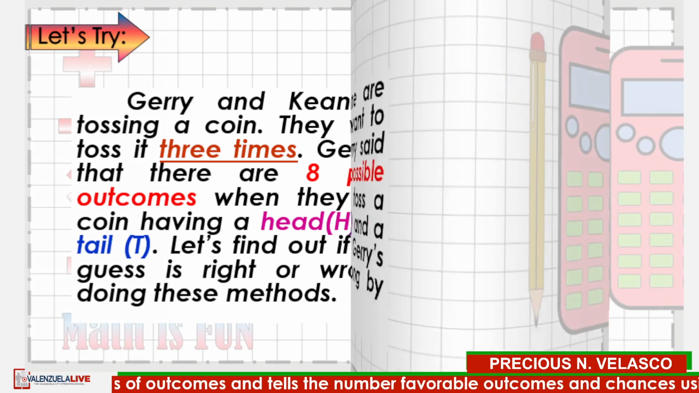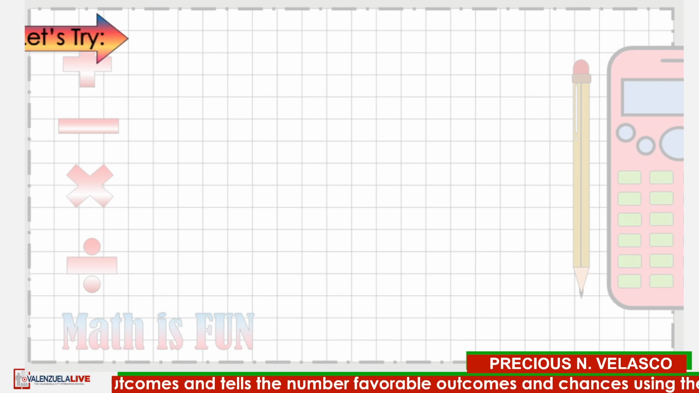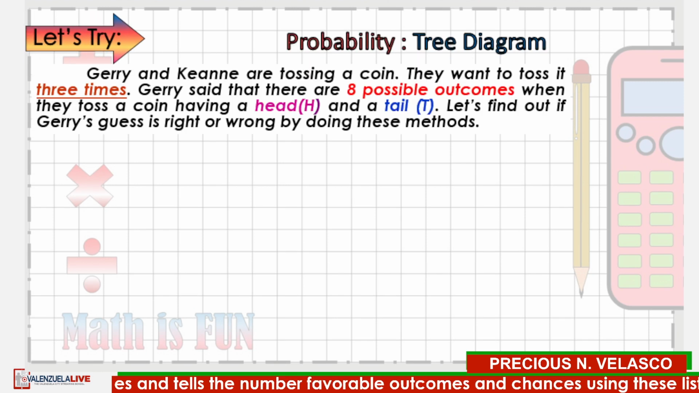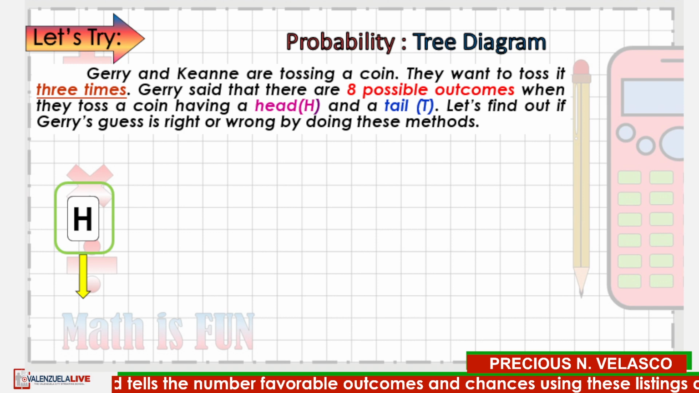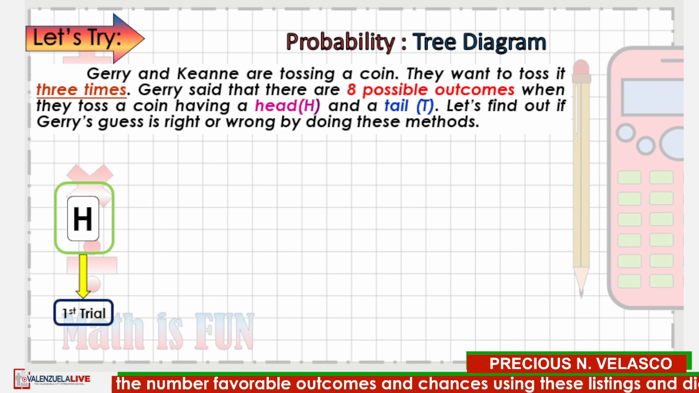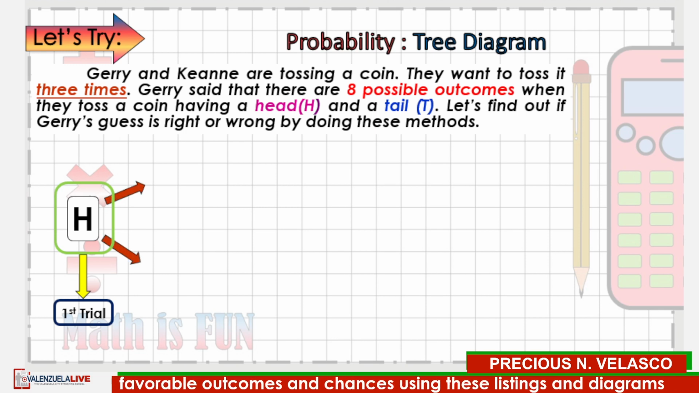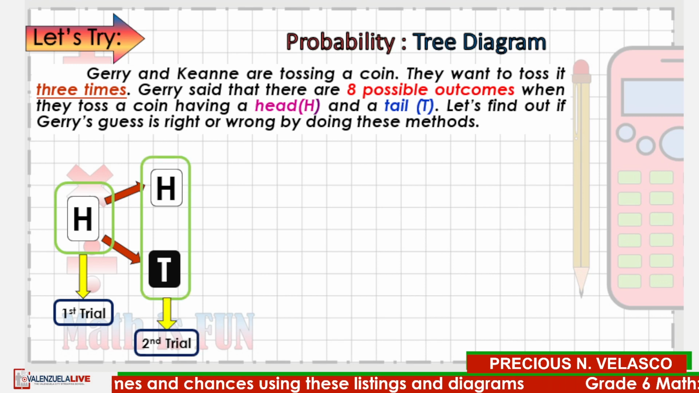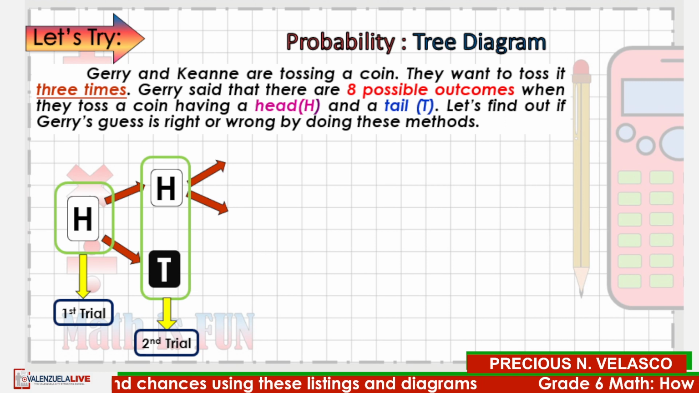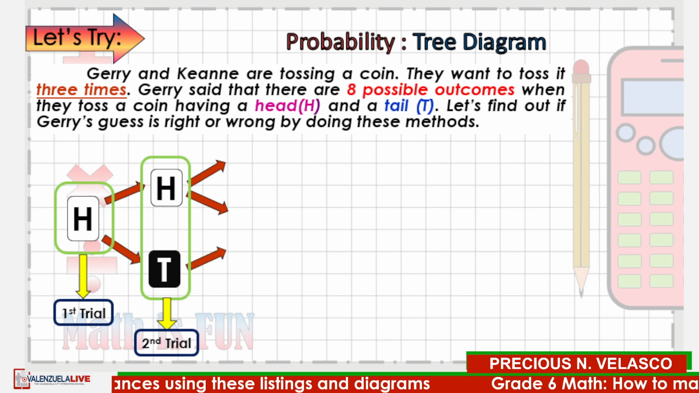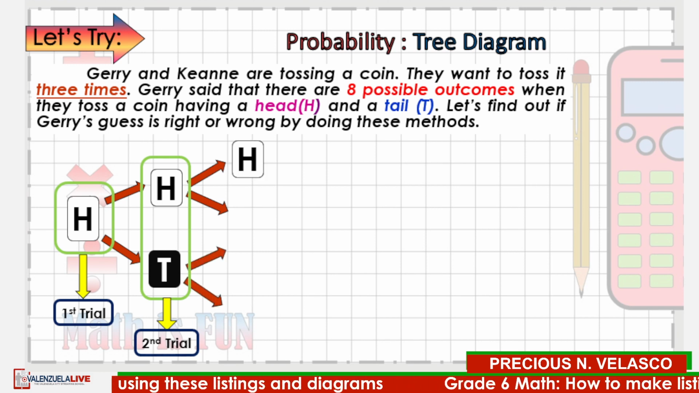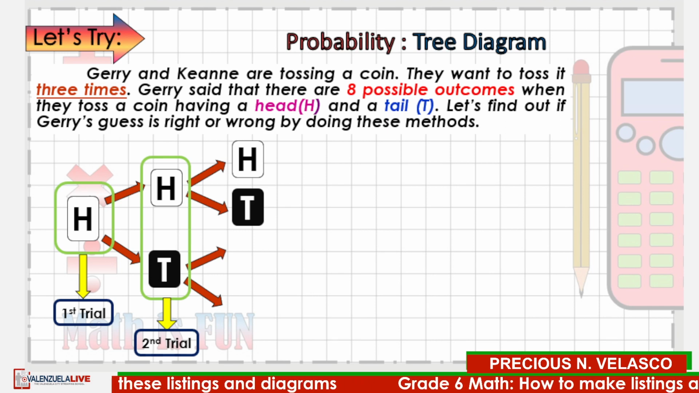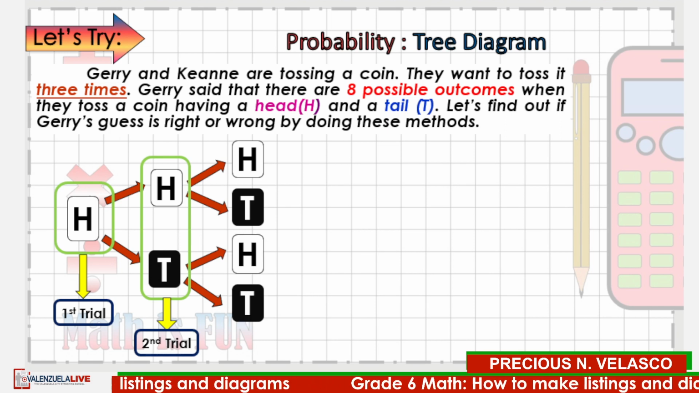So we are going to start with the tree diagram. For the first trial, Jerry and Ian are going to get a head. And then for the second trial, it can be a head or a tail. And for the third trial, for the head, it can be head or tail. And then for the tail, it can be head or tail.